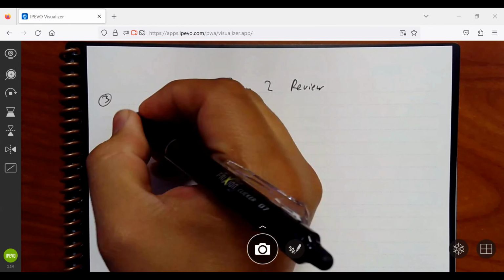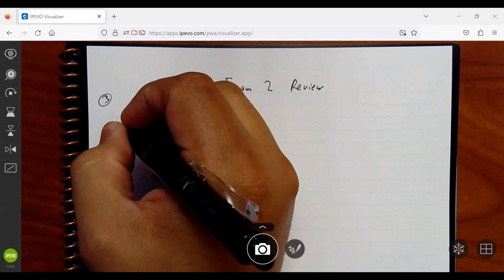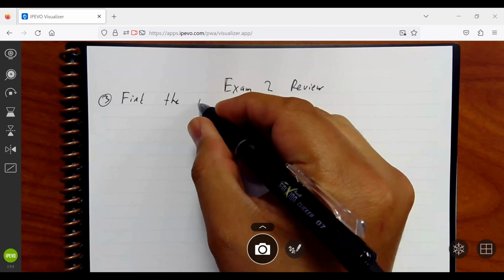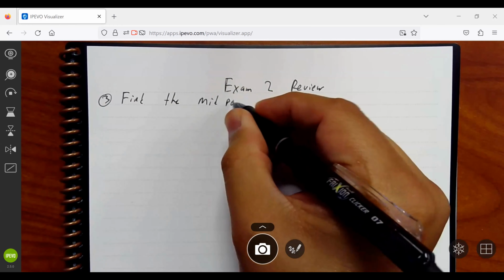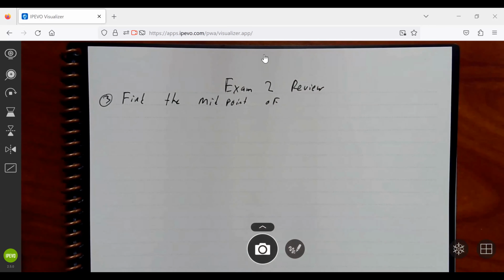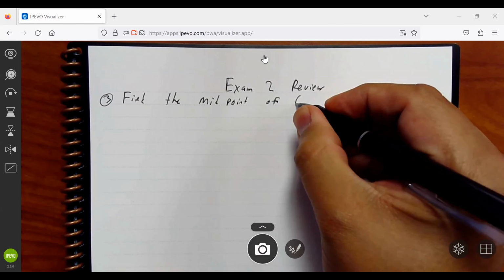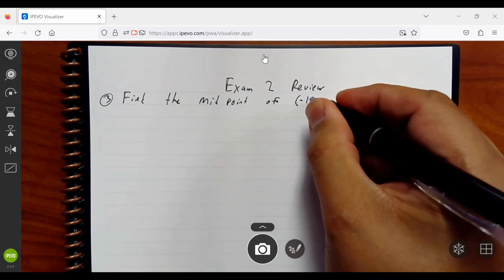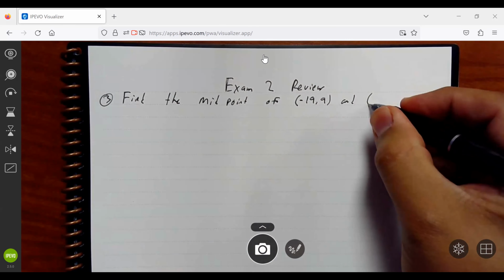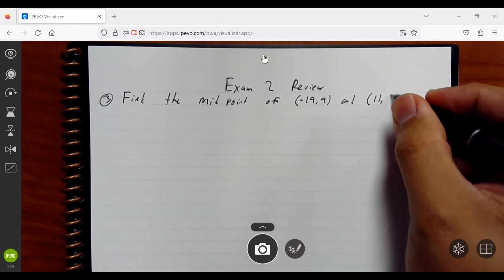Number 3. Find the midpoint of -19 and 9 and 11, 13.